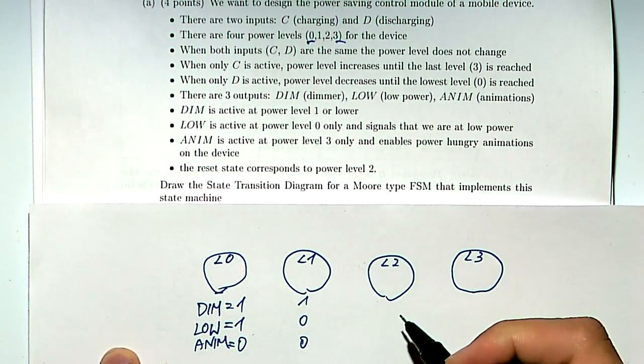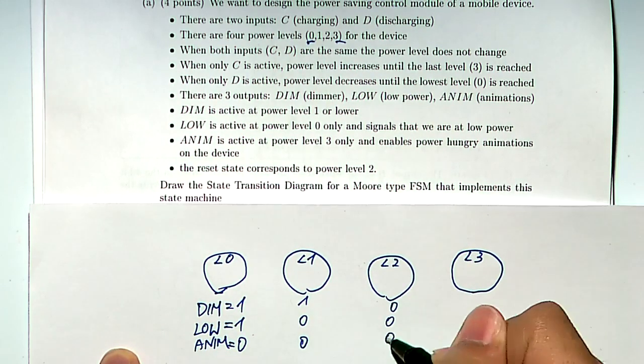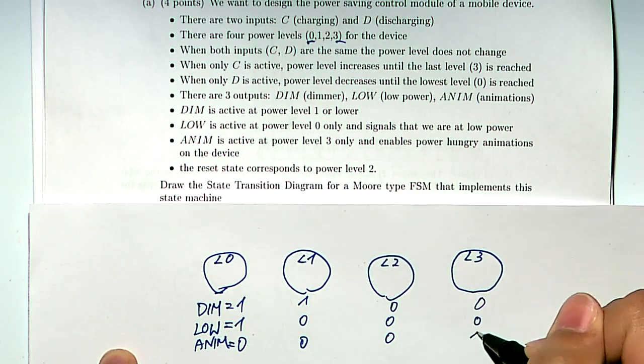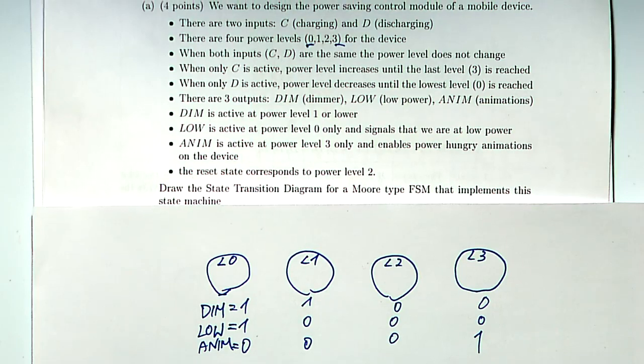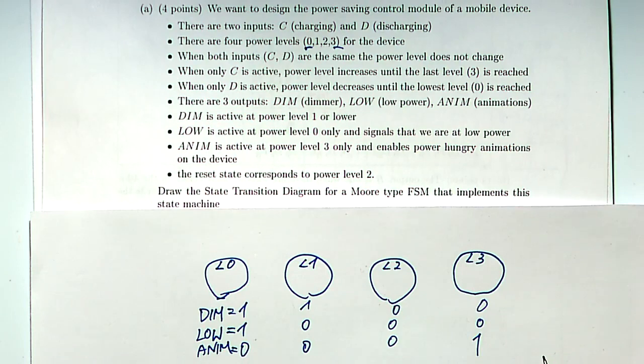Okay, so for level 2, 0, 0, 0. There we go. Good. And level 3? 0, 0, 1. Good. So these 3 outputs typically should be drawn inside the circles, but we're not really that strict. You just have to clearly indicate that the output values for these 3 variables are the corresponding values. And as long as they're correct, you get the points.